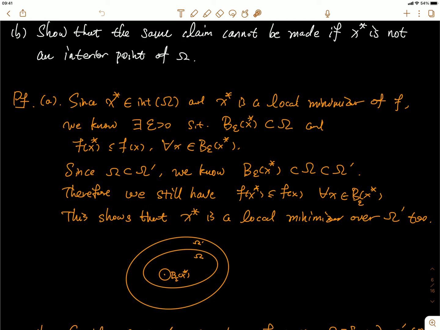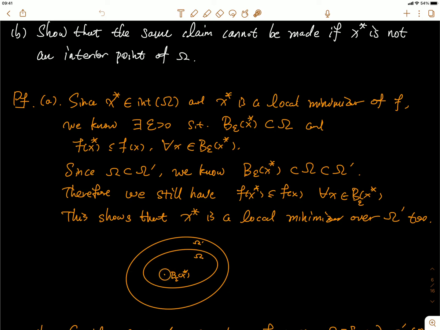At the same time, because x star is the local minimum of f, we can also find a neighborhood of x star such that f of x star takes the smallest value in the neighborhood. So we can take the smaller one of this neighborhood and the one here, so we get a neighborhood of x star that not only falls into the omega, but also x star takes the smallest function value among all the other points in this neighborhood.